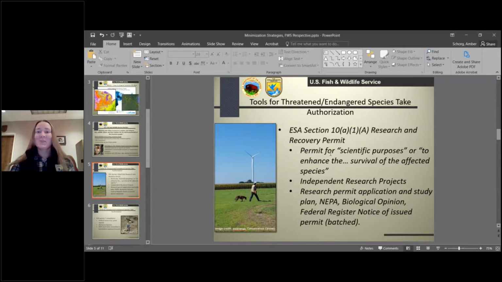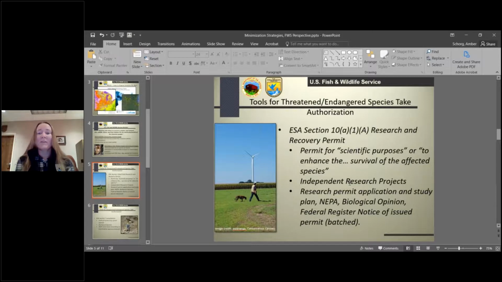So a quick introduction to some permit mechanisms that are available to you if you are interested in researching or implementing some new impact reduction strategies at a wind facility. There are three main ones. The first one is an Endangered Species Act Section 10(a)(1)(A) Research and Recovery Permit. This is a permit specifically for scientific purposes and to enhance the survival of a threatened or endangered species. So it's important that the research being conducted is directly related to the conservation and recovery of the species. That's when this particular mechanism does apply.